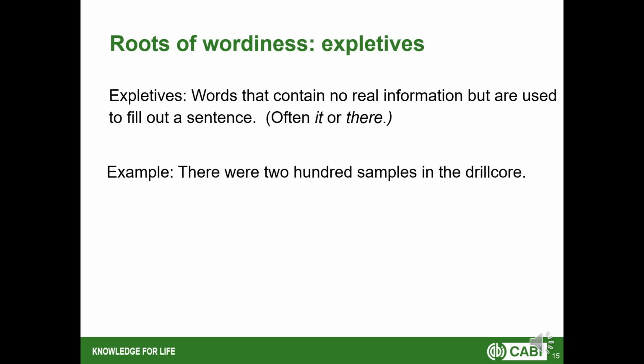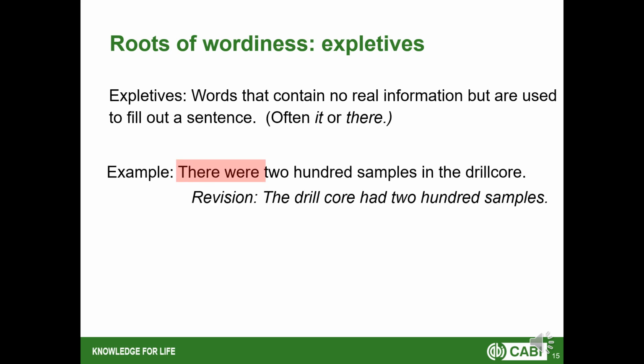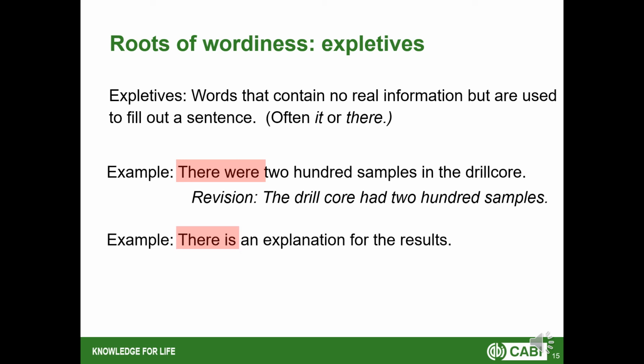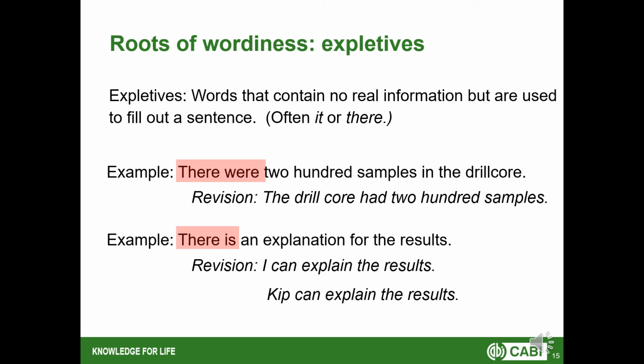So here's an example. "There were 200 samples in the drill core." You see those words and revise to say, "The drill core had 200 samples." Another example: "There is an explanation for the results." Yes, that's true, but you can revise to say, "I can explain the results," or "Kip can explain the results." These revisions both put an active verb in it, and remove the expletives.